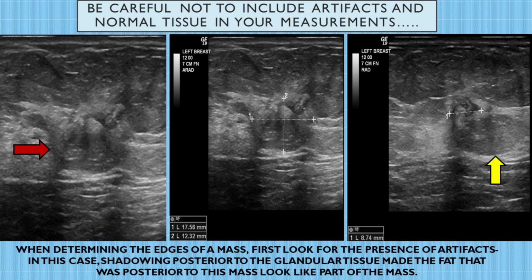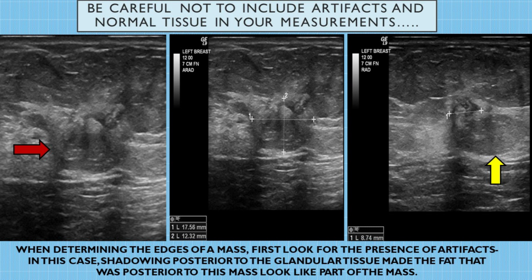Another thing to really pay attention to when you're measuring masses and trying to figure out where the borders are is that masses are dense and they're going to really impede those sound waves. You're going to have attenuation of that sound wave through the mass. Because of that, it's going to make any fat or any tissue that's below it look darker. It may not be true, dense, thick shadowing. It may just be a fat lobule under there that suddenly is darker in color, which can make it look like part of the mass.